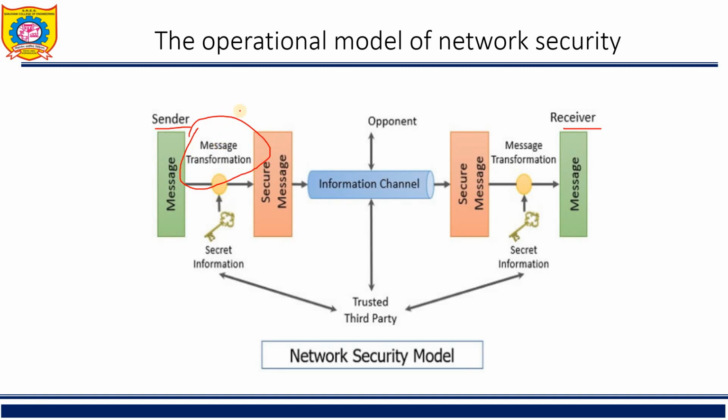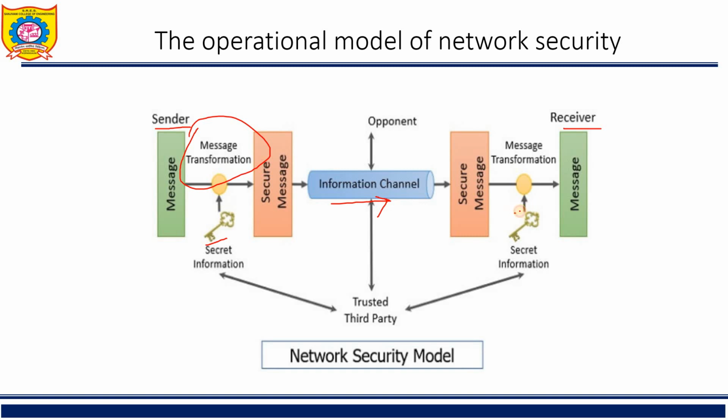In order to transform it, we will need a key, a secret information. So this key is used at the sender side to transform the message into non-readable format, to send it through the information channel. At the receiver end you can see the message that has been received needs to be retransformed again into the original message.